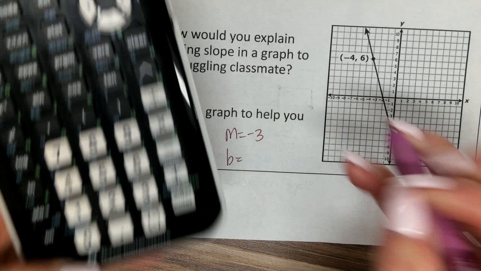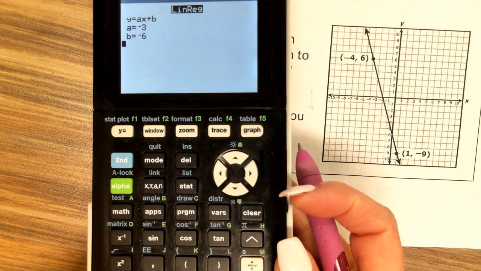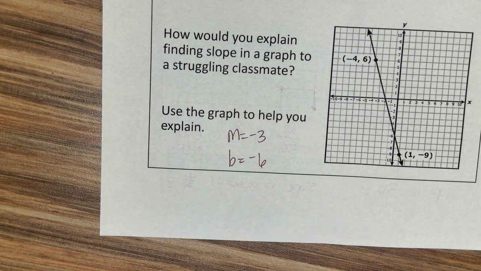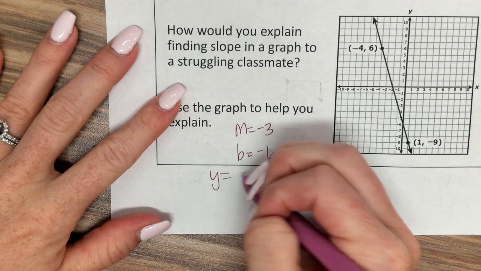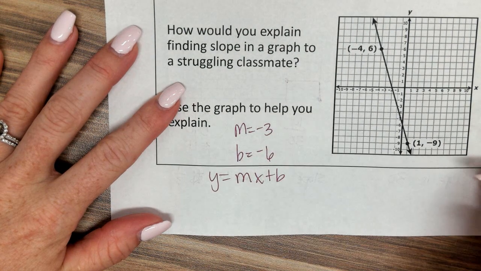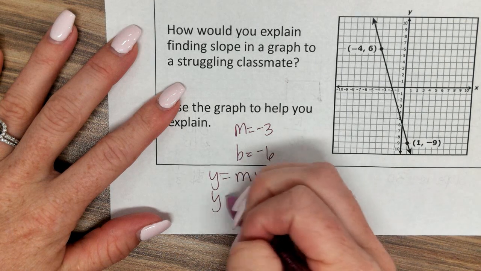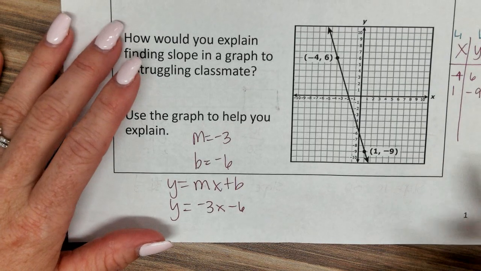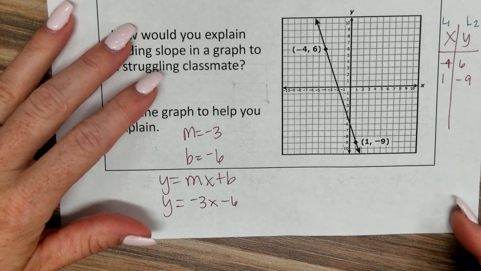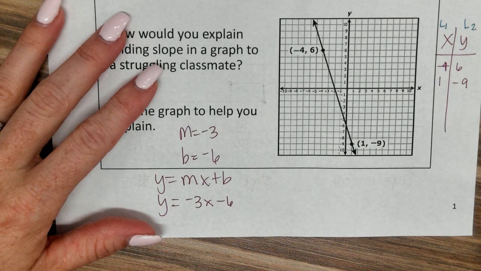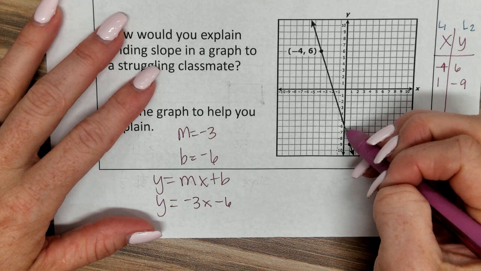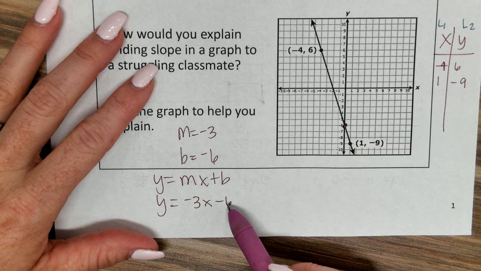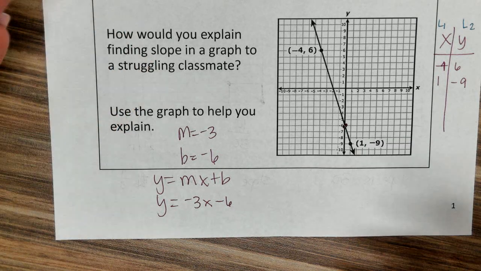The B is -6. Could I also write an equation? If I want an equation in y equals mx plus b form, then I would put y equals -3x minus 6. Now look at the y-axis. Is it touching at -6? Yes or no? Is that the y-intercept? Yes, so we did good.